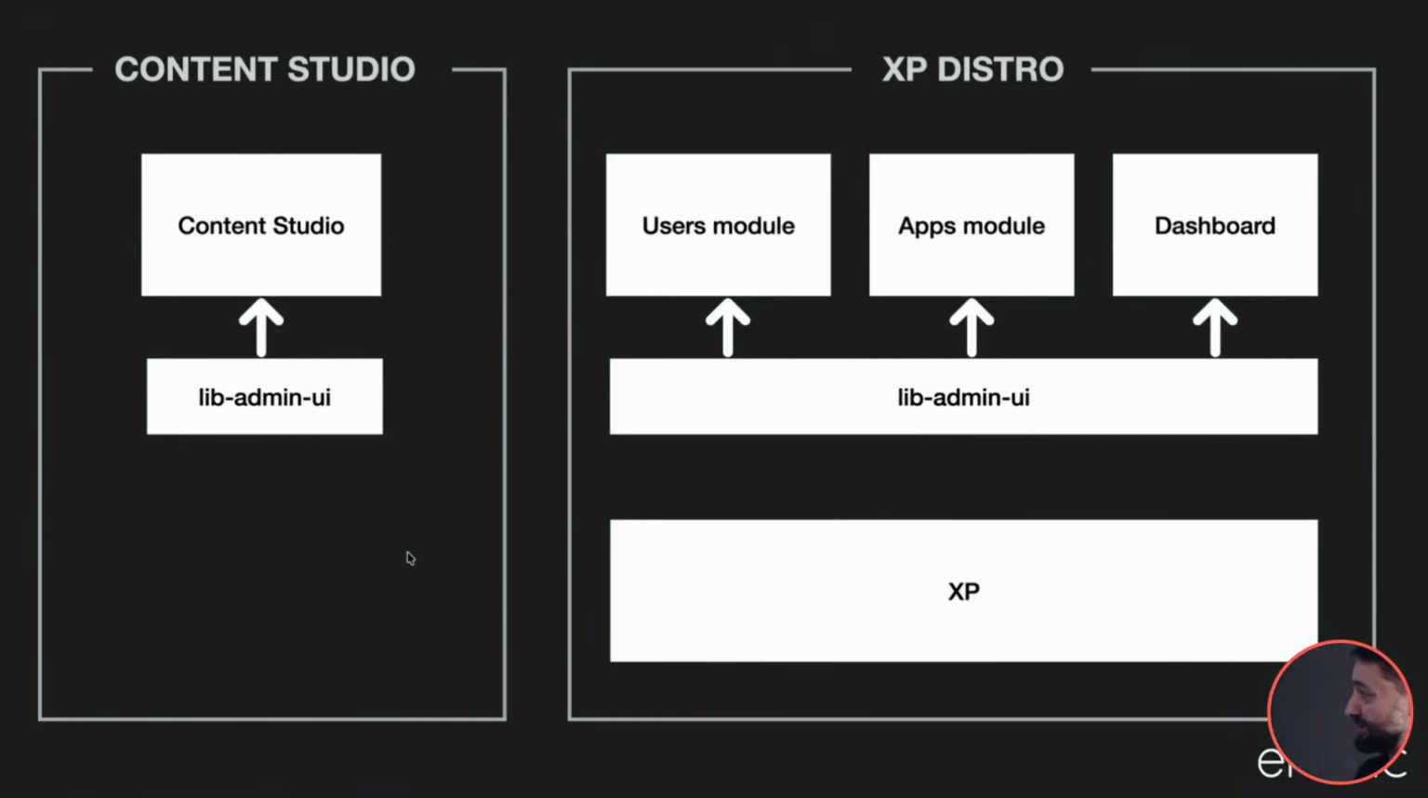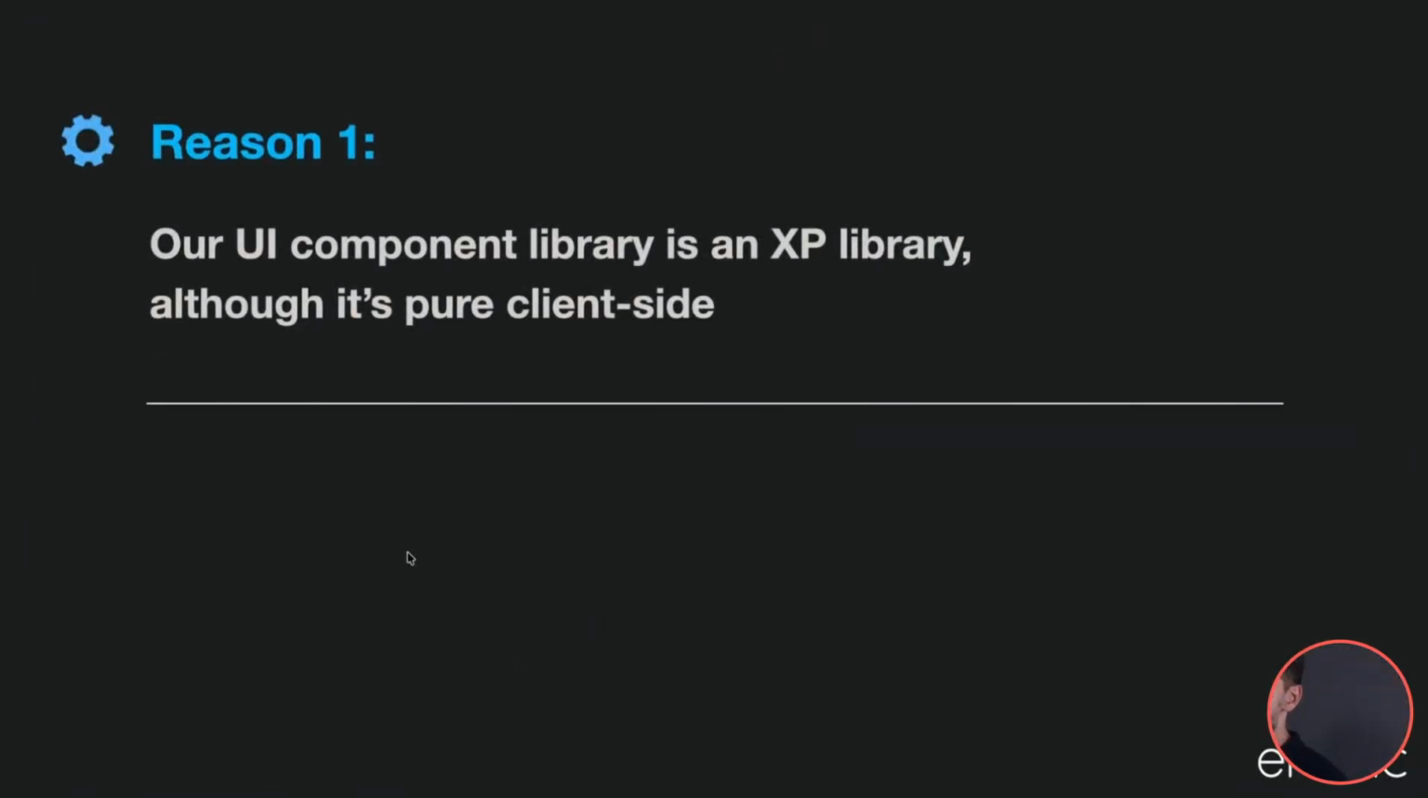And even though system apps and Content Studio can technically use different versions of it, it adds a lot of inconvenience because we have to watch for the versions and everything. That was basically the reason number one why we wanted to change this, is because our UI component library is in fact an XP library. Because back in 2015, it sounded logical. If there are common assets, put them into XP library, right?